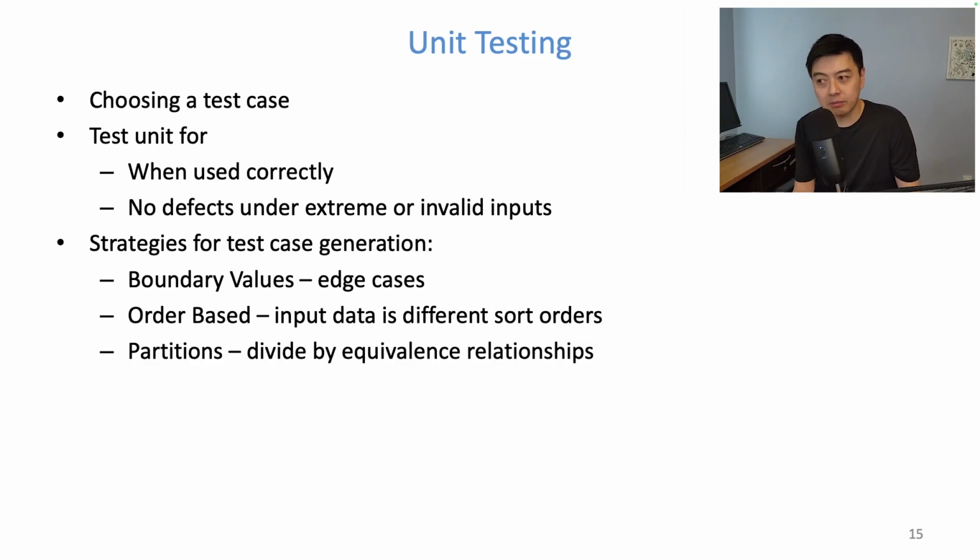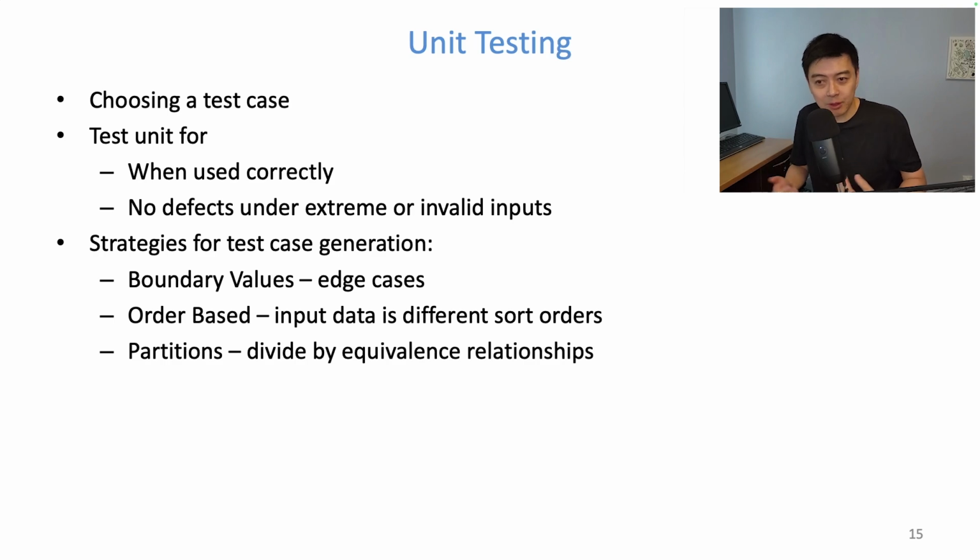Another one would be a partition. A partition would be to divide our data, our test cases, up by equivalence relations. An equivalence relation would be a case where all of the objects belong in a partition, right? Belong together as a group, as a set.